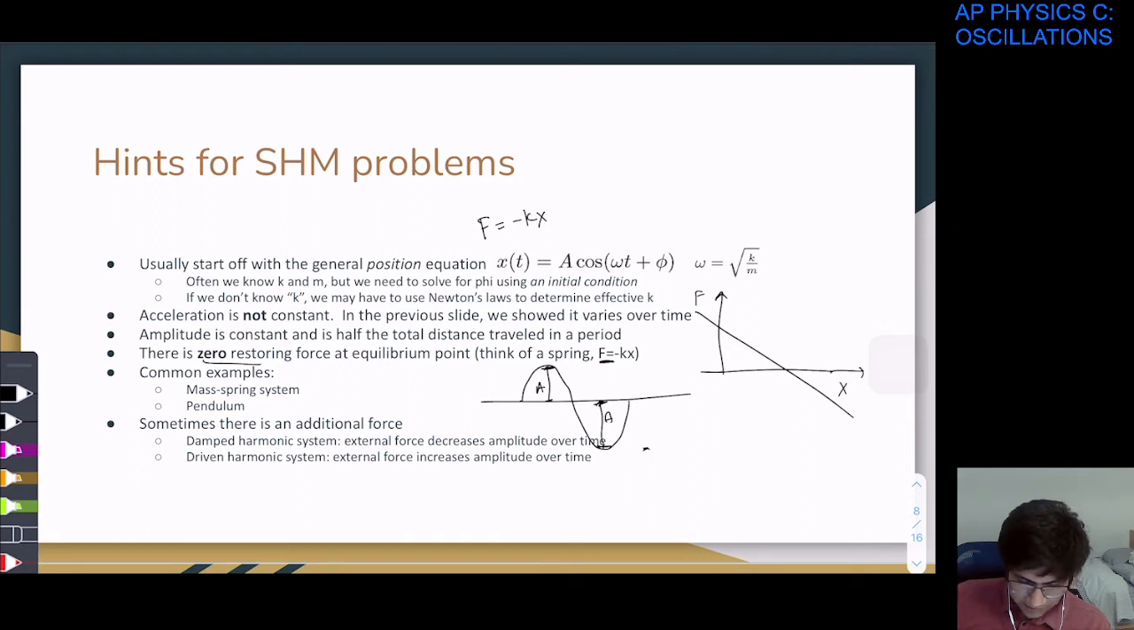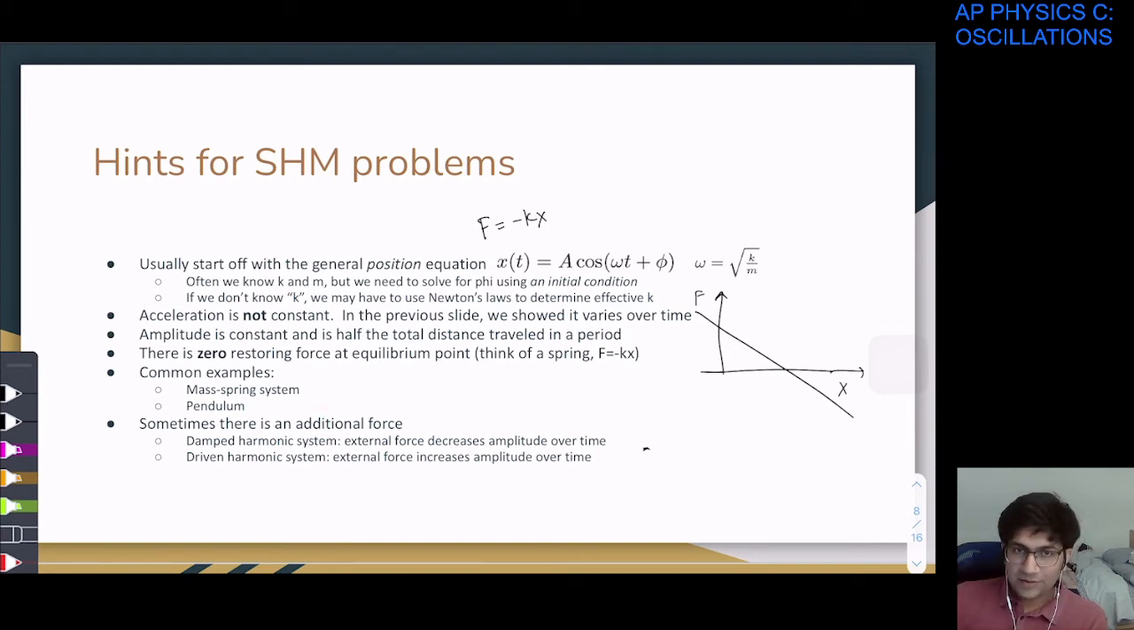There is zero restoring force at the equilibrium point. Think of a spring at equilibrium: x is equal to 0, so F is equal to 0. And a few common examples, right? We have the mass-spring system and we have the pendulum.